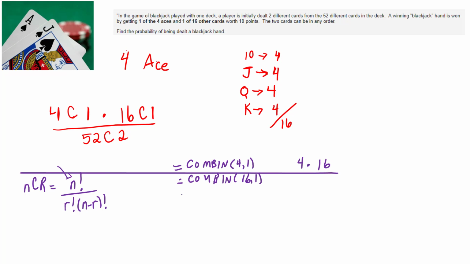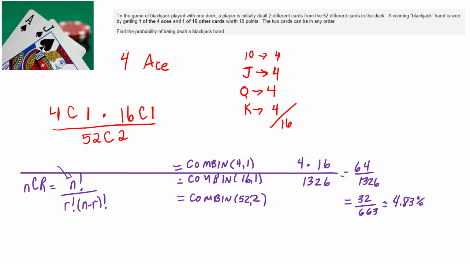Then the denominator, this one I actually have to put in Excel. I need to know how many ways there are to draw 2 cards out of 52 cards. And you should get 1326. So multiplying that out, you get 64 over 1326, which reduces to 32 over 663, which is approximately 4.83%. Probably should go play another game, huh? Nah, you can win.